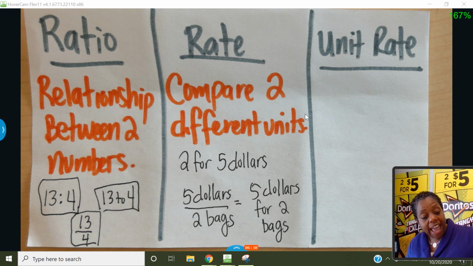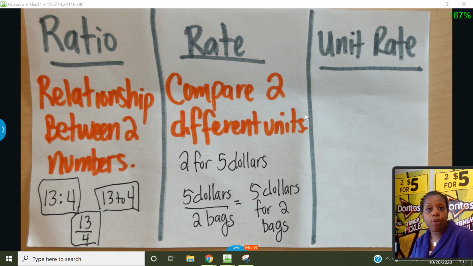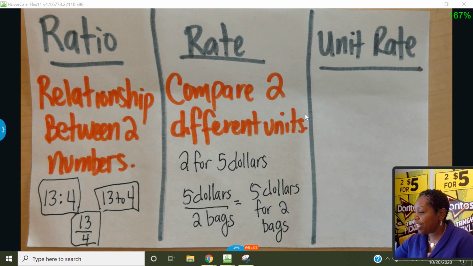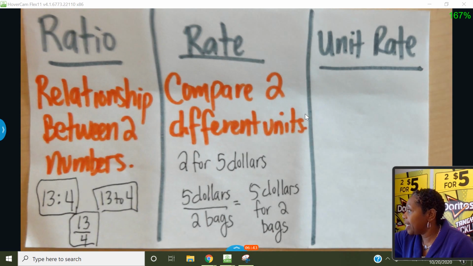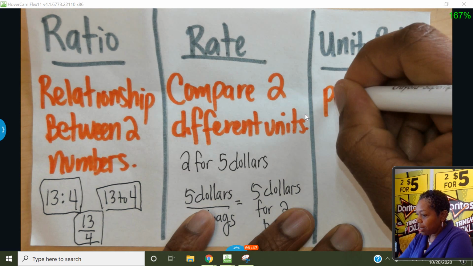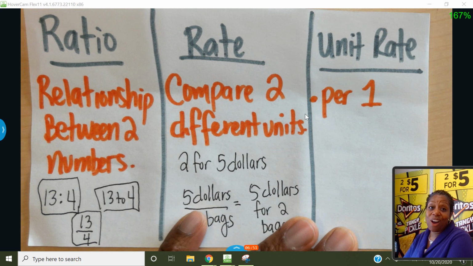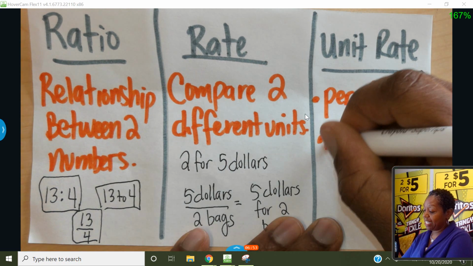So when the cashier calculates, she says, you know what? In order to get the 2 for $5, you must get 2. However, 1 bag is $3. So that's what we call a unit rate. A unit rate is per 1. You can also say that a unit rate is for a single unit.